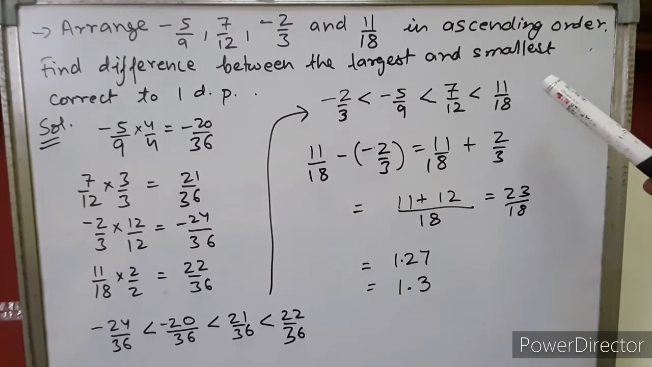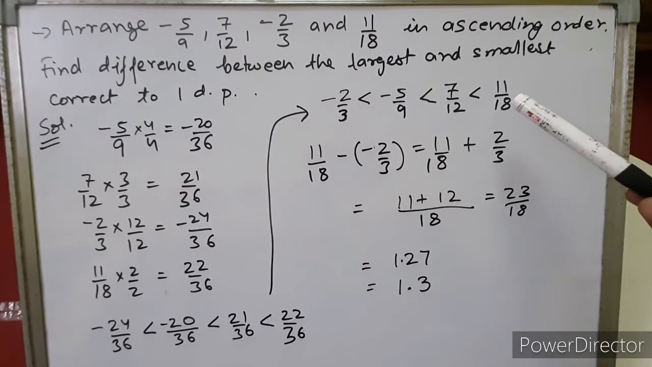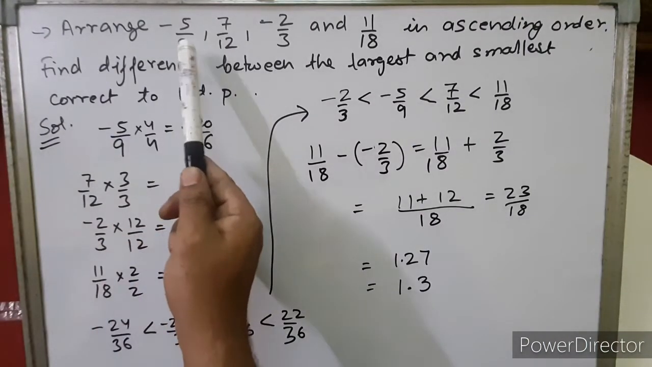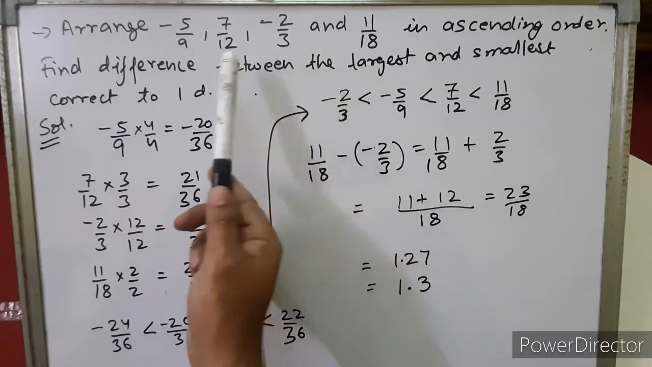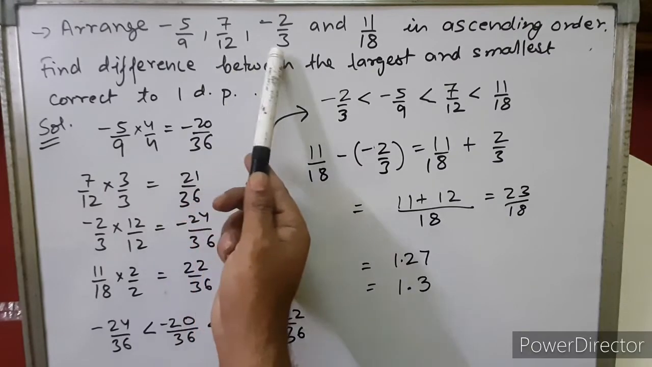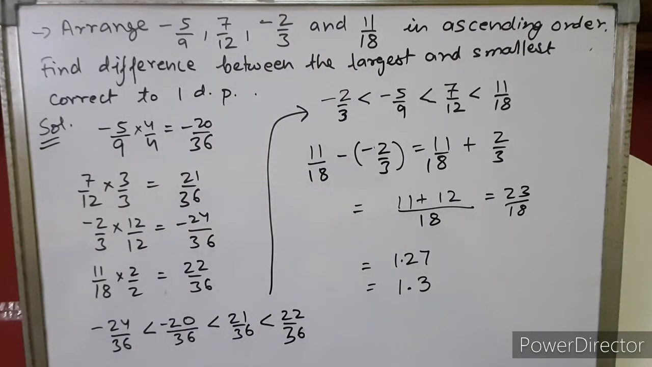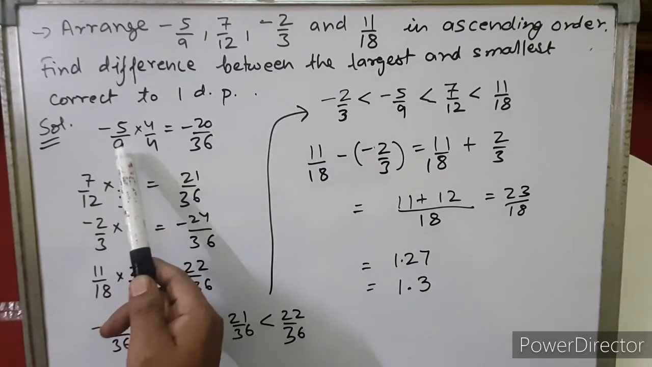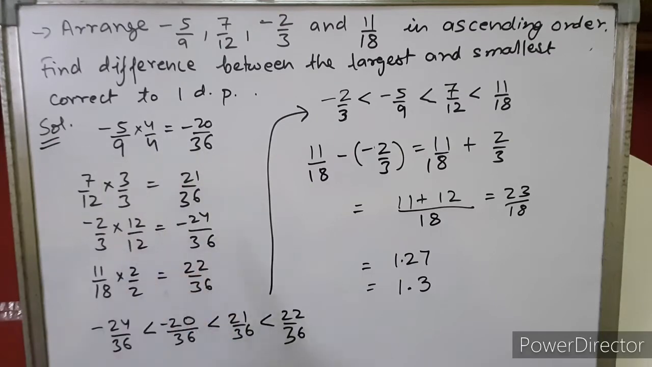First we have to arrange, then we have to find the difference, and then we have to convert the difference into a decimal number up to one decimal place. Okay, so we can see the numbers. These rational numbers have 9, 12, 3 and 18 in the denominator. So if we take the LCM of 9, 12, 3 and 18, we'll get 36. So we can convert this 9 into 36 by multiplying 4 in the numerator and denominator.